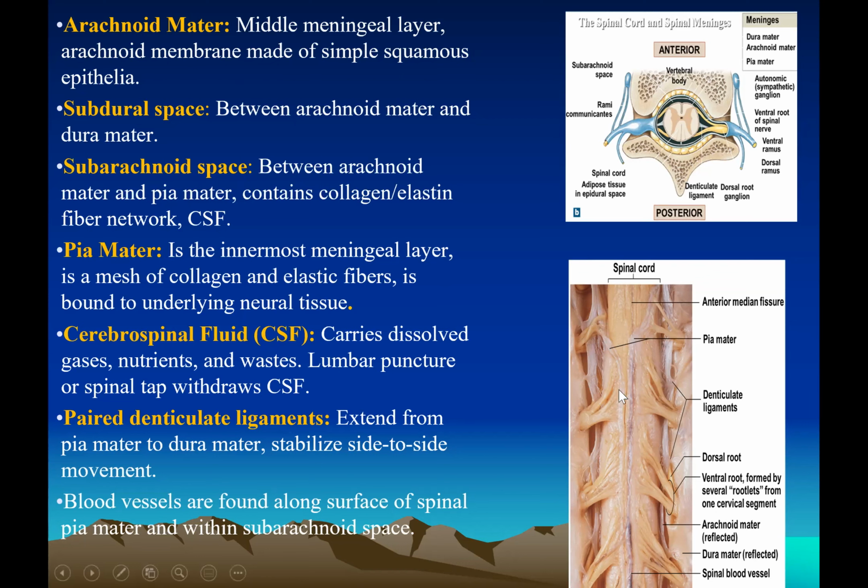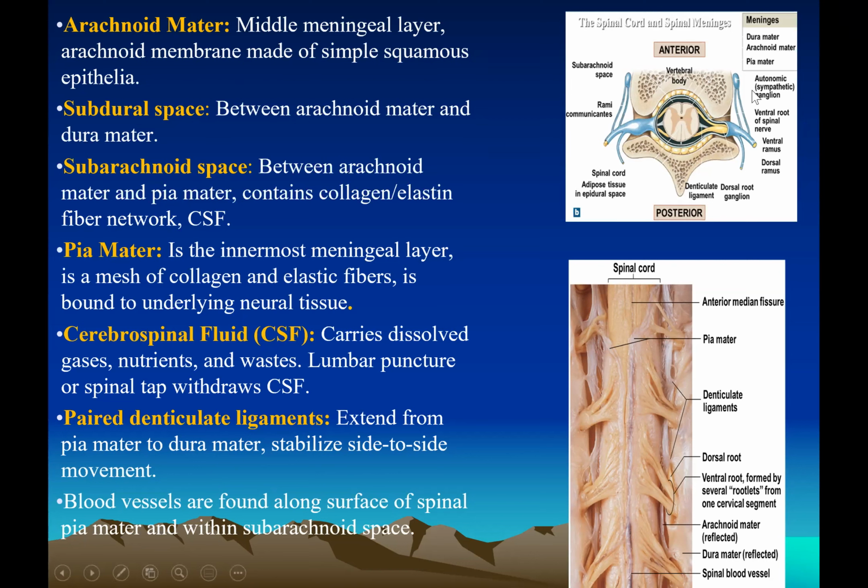In the subarachnoid space. If you had done a dissection, we would have seen all of this in the lab. You can see the rootlets, how they run together to form the nerve. You can see the denticulate ligaments. You can see the anterior median fissure here. And you can see the dura mater, arachnoid mater, and pia mater sticking to the spinal cord. So these are the meninges of the spinal cord.